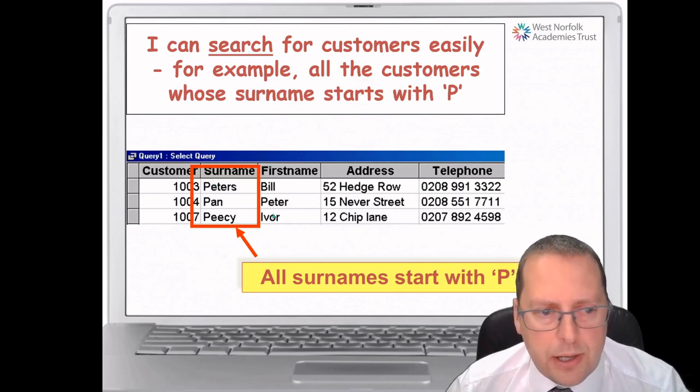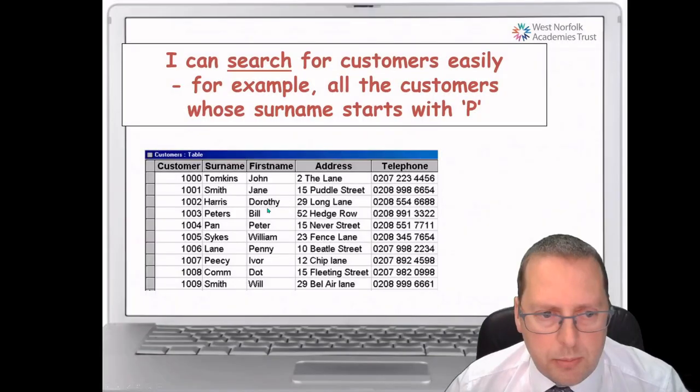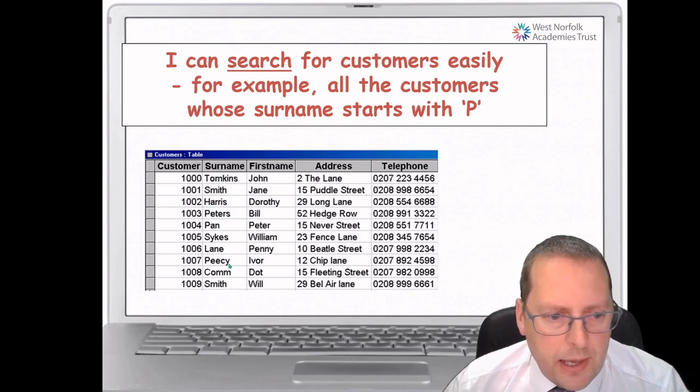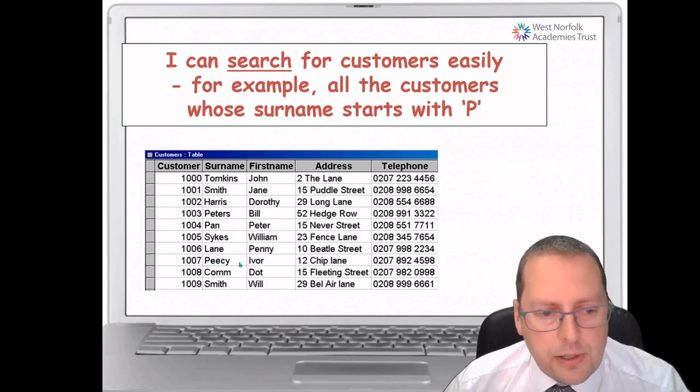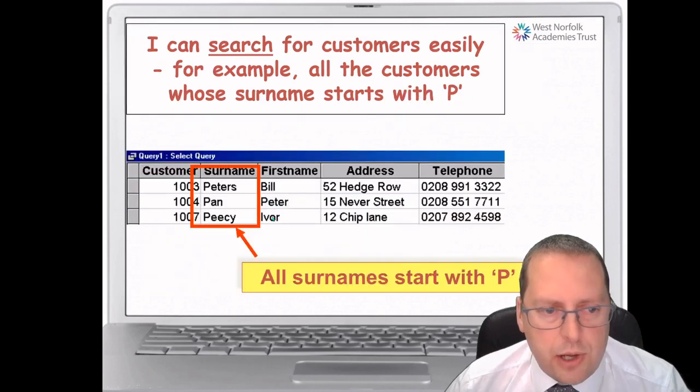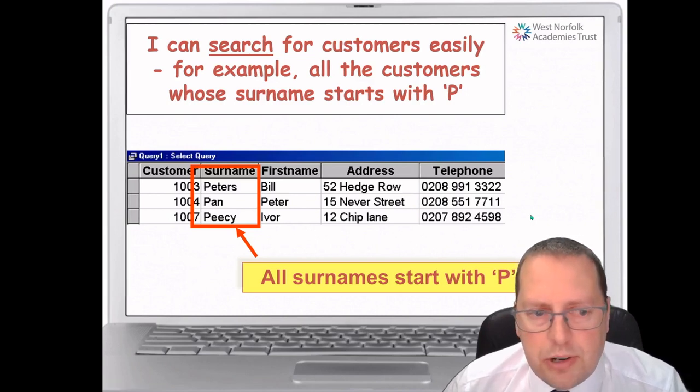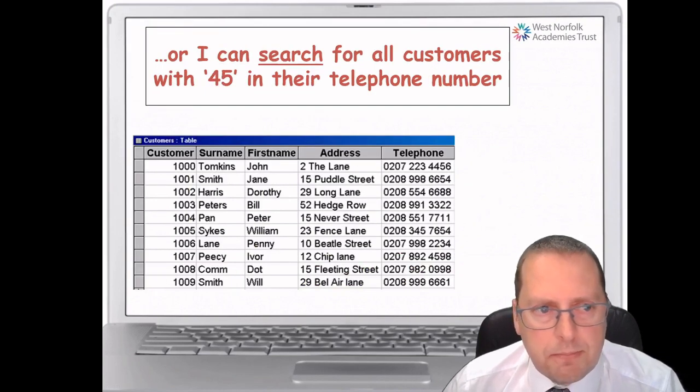So if we go back a stage and look at all our customers, when we look in the surname, we've got Bill Peters, we've got Peter Pan, and we've got Ivor PC. So all these ones start with P. When we search for those, that's what gets left in our table, and we can see that information. So searching and sorting is a real advantage to a computer database.